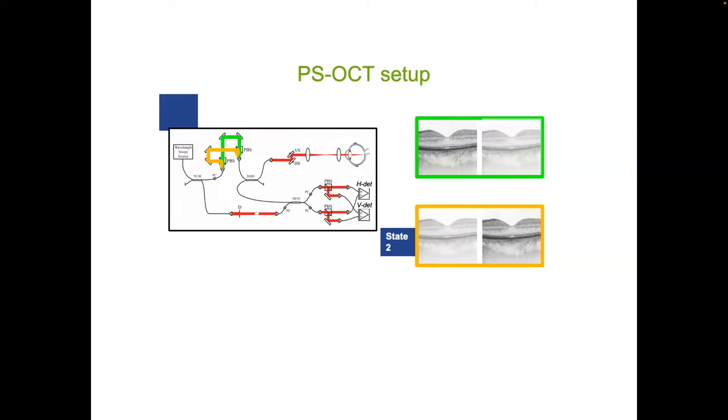For each point, I have a full Jones matrix. So I can now calculate from one point in depth to the other point in depth and measure a transformation of the Jones matrix. I can calculate what the matrix is that transforms one matrix to the other one. And that gives me a full Jones matrix for propagating over 10 micron in the sample. So that allows me to extract full polarization properties of the sample.